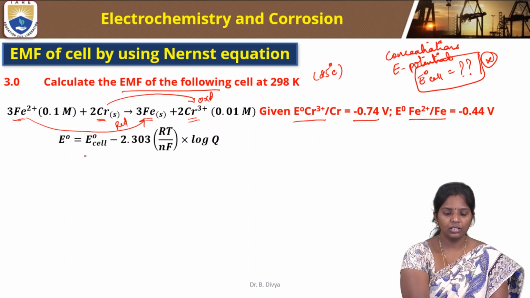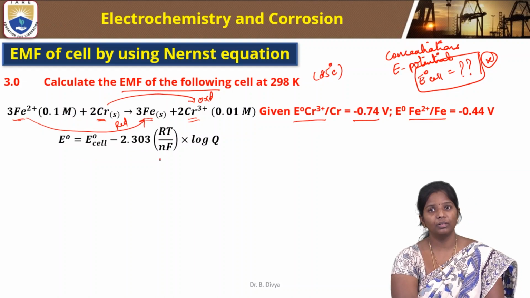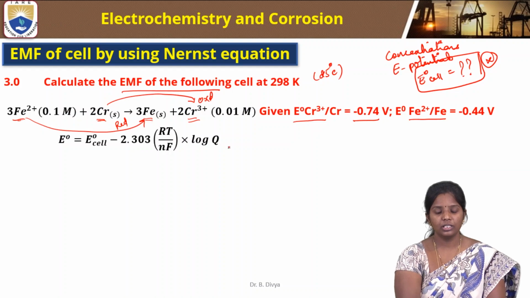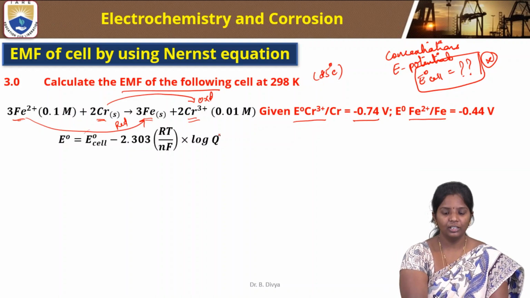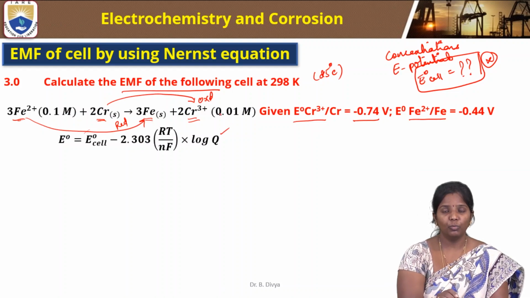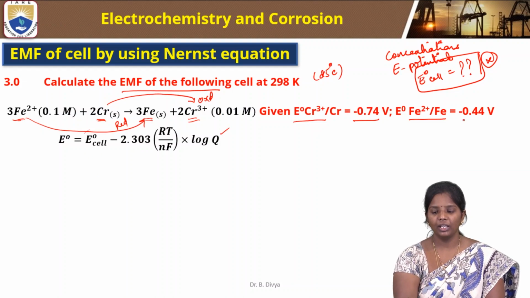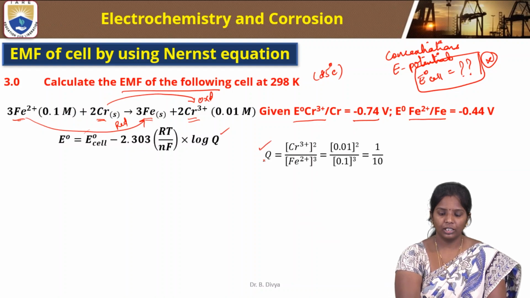Nernst equation: E is equal to E naught cell minus 2.303 RT by nF into log Q. Q is the reaction coefficient. We can find Q from the molarities that are present, and E naught cell we can find from the reduction potentials that are available. So now we will find out the Q.